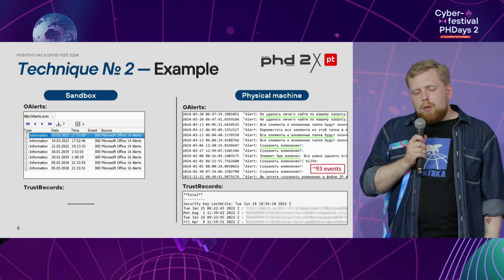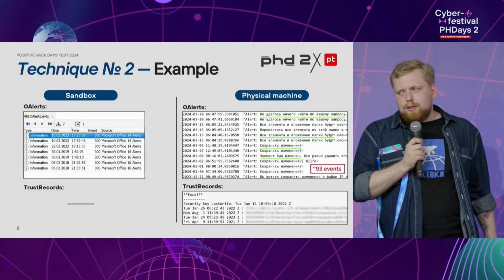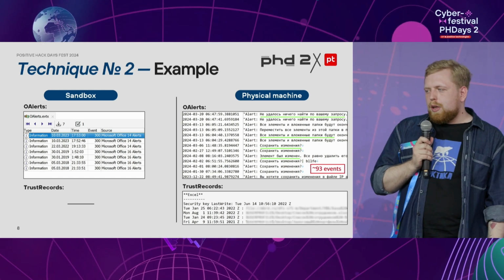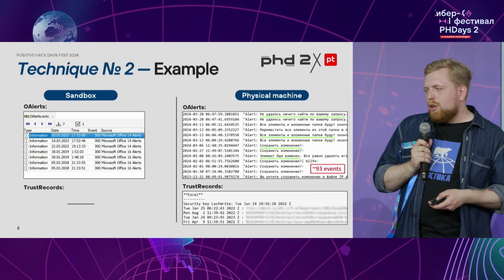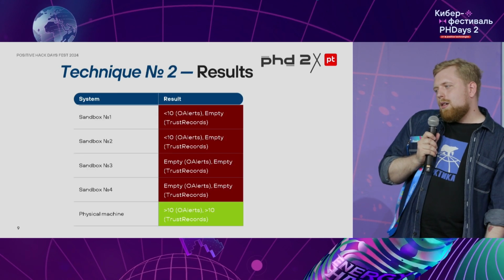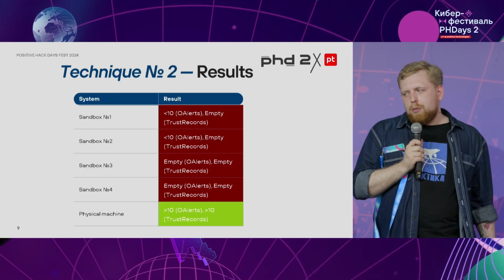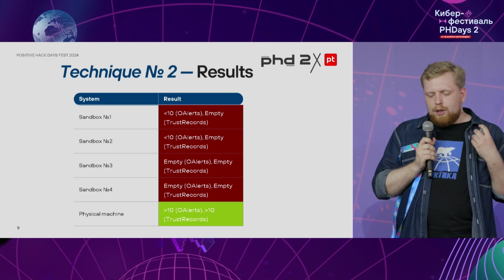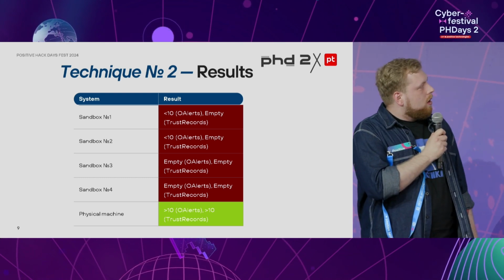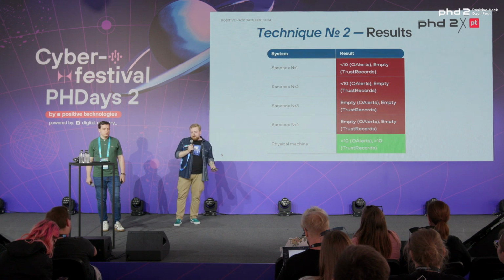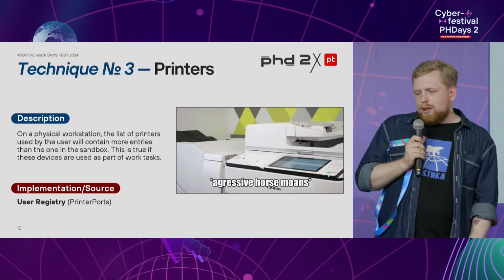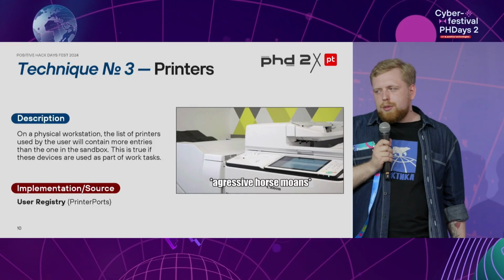When you shut down an app, you get a notification that you need to save your document, and it goes to the alerts log as well. So ultimately, all the 4 sandboxes that we analyzed demonstrated that there were no trust records per se. And even if alert logs had any records, they only recorded 5 to 6 events.